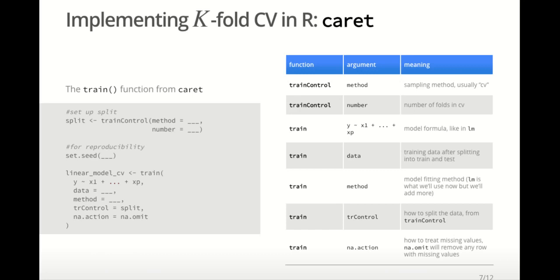The method is the model fitting method or machine learning algorithm. For now, we'll use lm. The trControl argument is the sampling methodology. It needs to be the result of the trainControl function. na.action equals na.omit will omit any row with missing values. Be careful with this if there are a lot of missing values in the data set.